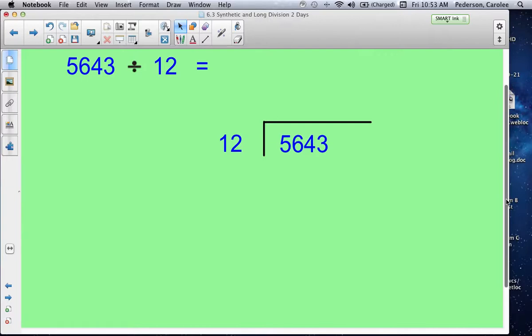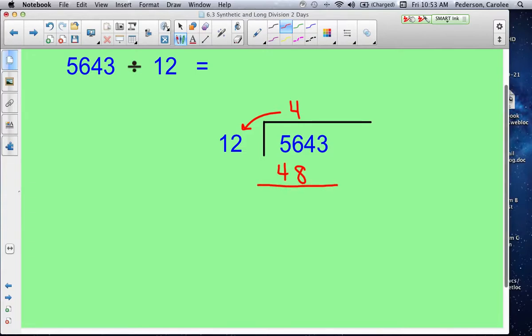So you think about 12 times 1 is 12, 12 times 2 is 24, 12 times 3 is 36, 12 times 4 is 48. If I go above that, then I've gotten to be too big of a number. So it goes in 4 times. Now remember again, I multiply. So 4 times 2 is 8. 4 times 1 is 4. So I get 48. And we subtract.